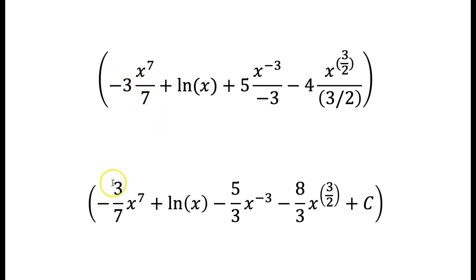My coefficient is now negative 3/7, x to the 7th, natural log of x, negative 5/3, x to the negative 3. Remember, with fractions, you keep the numerator of 4 and then flip the denominator, making that 2/3. So 4 times 2/3 becomes 8/3, x to the 3/2. Again, powers of exponents. Here's my general antiderivative of this function.